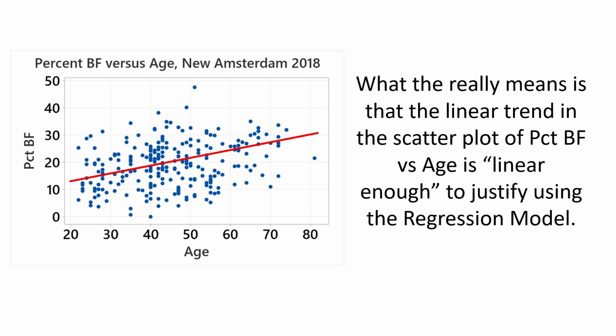So we test the linear enough condition by looking at the residuals. But what it really means is, yes, there actually is a linear trend in that original scatter plot, in this case, age versus percent body fat.